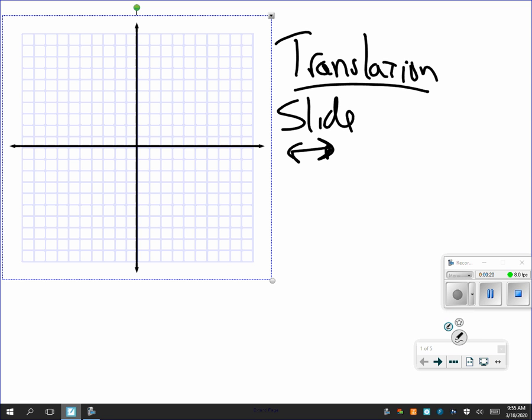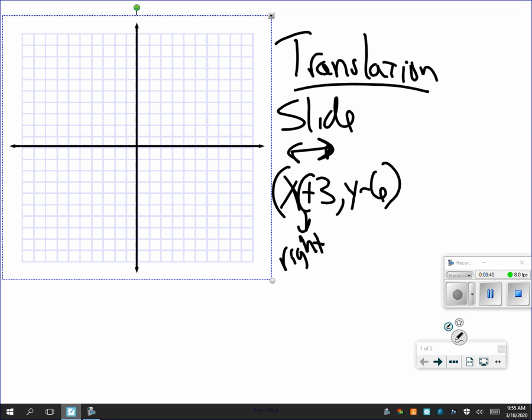So a couple ways you might see it done is they might just tell you a direction, left, right, up, down, and how many units. But another way you might see it is written as something like x plus 3, y minus 6. So what that means is, if it's on the x, you're going to take all the points and go right because it's a positive. If it's a y and it says minus, that's going to tell us we're going to head down.